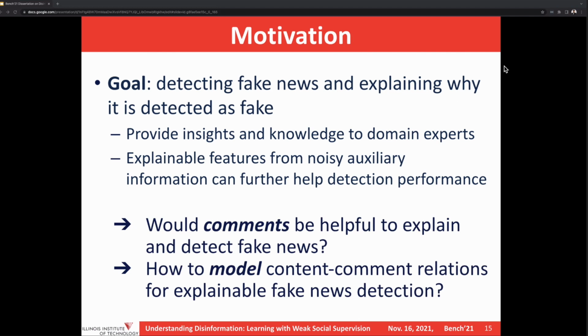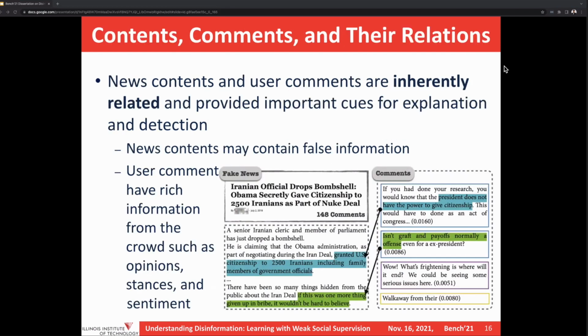Since users in social media express their opinions and feedback through comments very frequently, in this work we specifically look at comments and want to understand, would the comments be helpful to explain and detect fake news, and how to model this content and comment relation for explainable fake news detection. In the real world, news contents and user comments are usually inherently related, and they can provide important cues for explanation and detection.